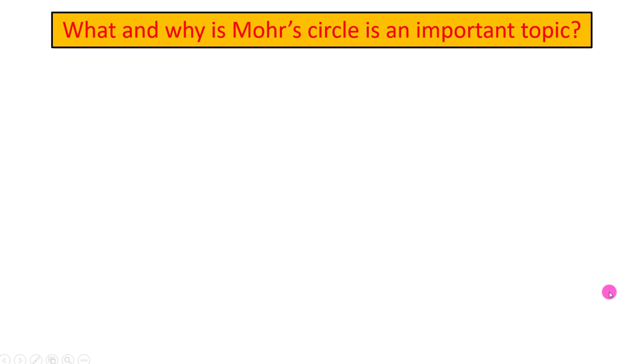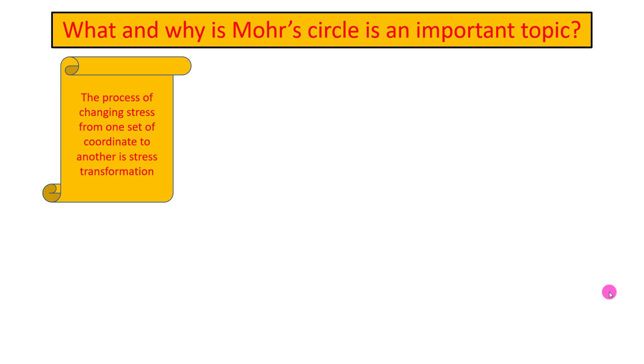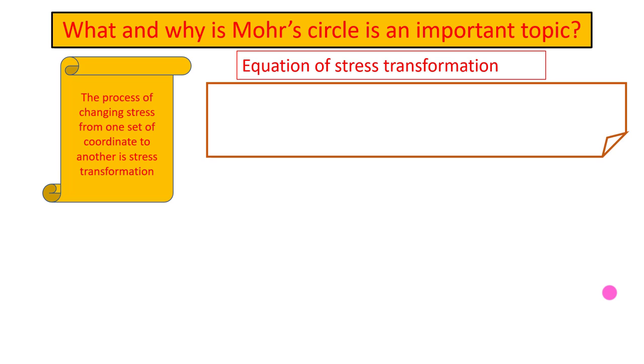So the first thing is why Mohr circle is such an important topic. First of all, the process of changing stress from one set of coordinates to another set of coordinates is known as stress transformation, and that can be done using algebraic equations. Suppose we want to compute the normal stress at any plane that is inclined at a theta angle, we can directly write down the formula for sigma n and tau t. Sigma n corresponds to the stress that is normal to the cutting plane, and tau t represents the shear stress present at that cutting plane.